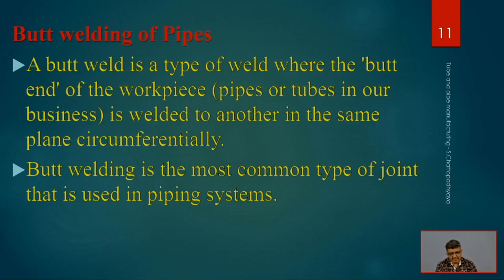In big pipelines where a lot of non-critical pressures are there, gas pipelines, whatever India is proposing, the Iran, Pakistan, India pipeline, unfortunately that has not materialized. So all those kinds of, maybe those pipelines on the land from Russia to different parts of Europe, all those ends can be butt welded, and this is a common type of joint that is used in piping systems.